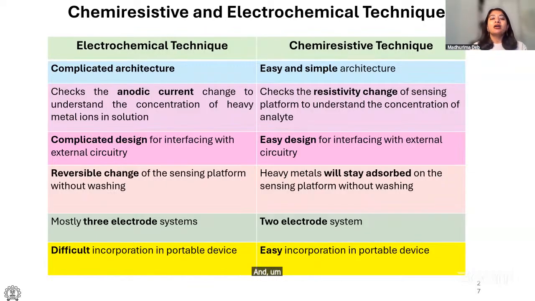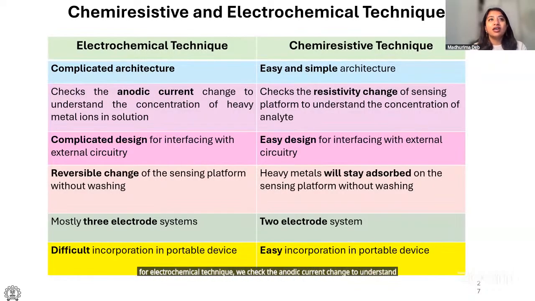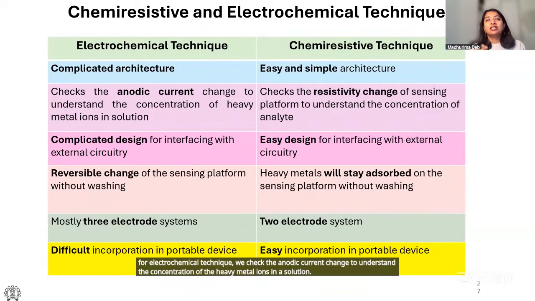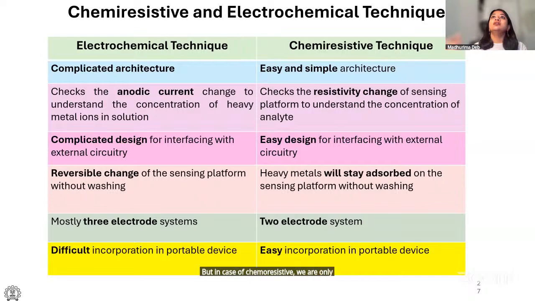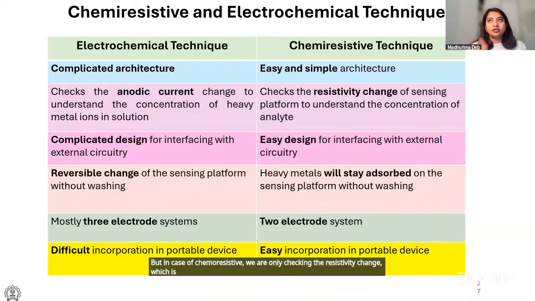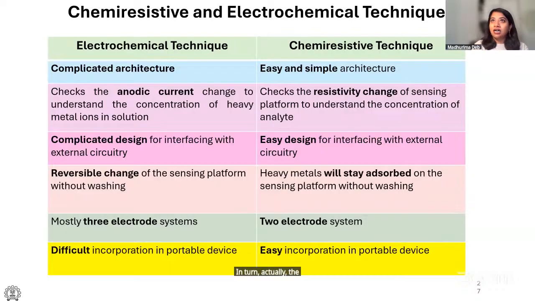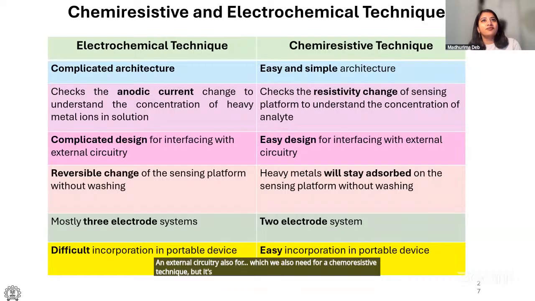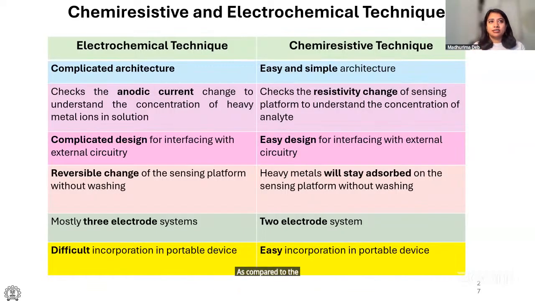For the electrochemical technique, we check the anodic current change to understand the concentration of the heavy metal ions in a solution. But in the case of chemi-resistive, we are only checking the resistivity change, which is in turn the change in the current that is happening. The electrochemical technique is a complicated design and needs external circuitry, but it's rather easy for the chemi-resistive technique compared to the 3-electrode system.